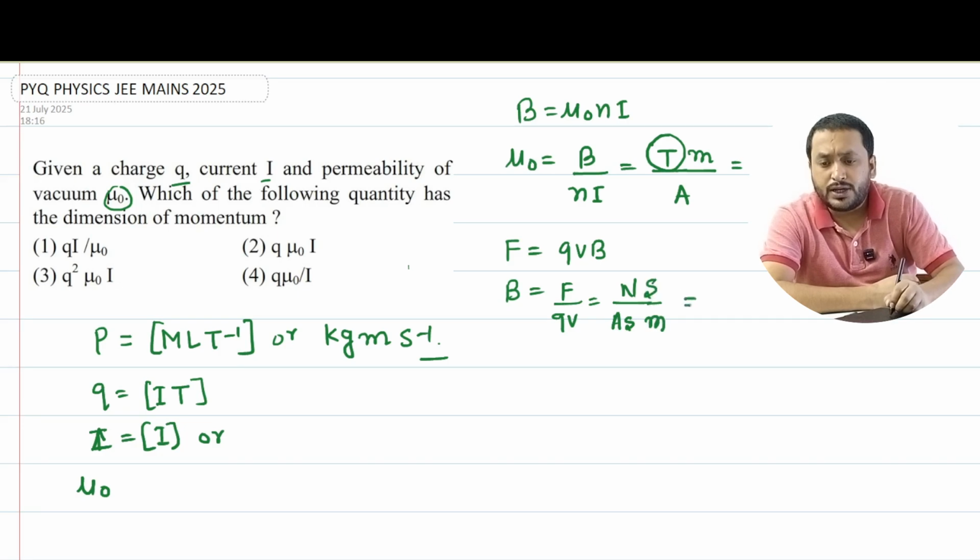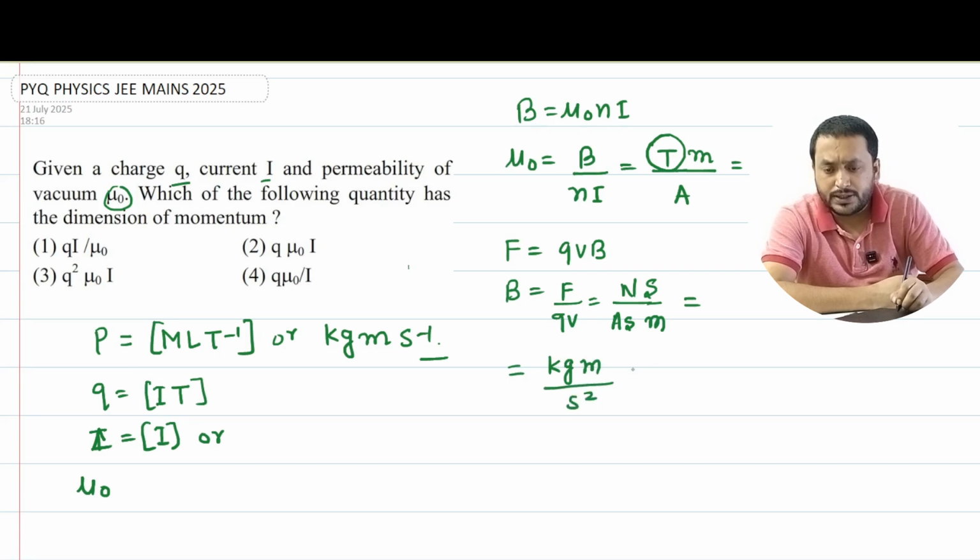Okay. Now again we will further break it down. Newton can be written as kg meter per second square, correct? Whereas this could be written as second itself. This is ampere into second, and this is meter. So cancel out the things that are actually cancelling out. So we are left with kg per ampere per second square, something like this.